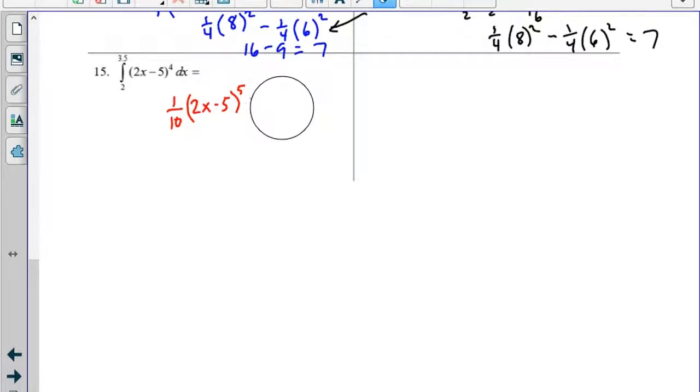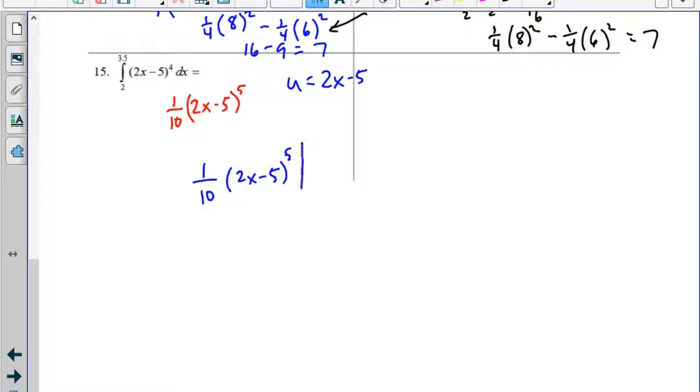Number 15, remember our u was 2x minus 5 in that problem. And so I had 1/10 times (2x minus 5) to the 5th as what I got when I actually integrated. So the first way of doing this problem is subbing in u, doing all the integration like it's an indefinite integral. I get 1/10 times (2x minus 5) to the 5th as my answer. And then I go back and I treat it now like it is a definite integral and sub in 3.5 for x and 2 for x and see what happens.